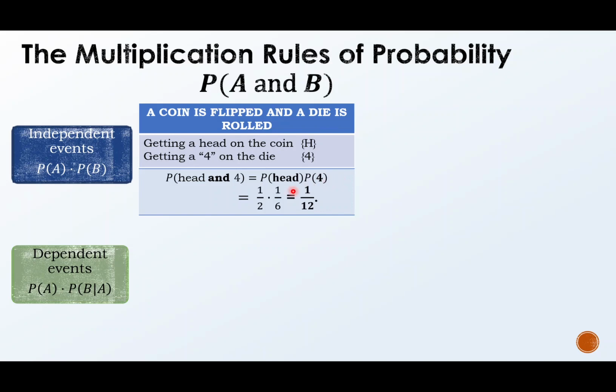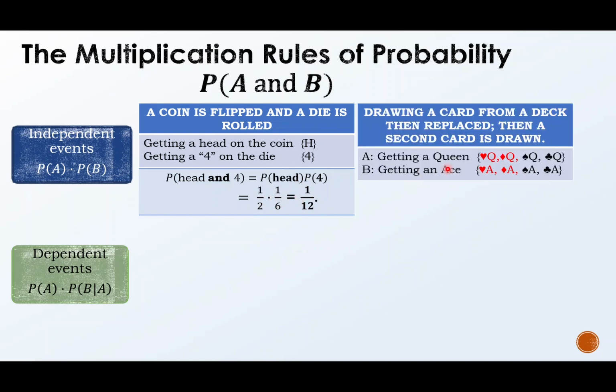So the answer here is 1/2 for the head, right? You have one head out of two possible outcomes when you flip a coin, head or tail kasi yun, times 1/6, which is getting a 4, no? Isang outcome lang naman ang paglabas ng 4 out of 6 possibilities when you roll a die. The answer is 1/12. We got this by simple multiplication.